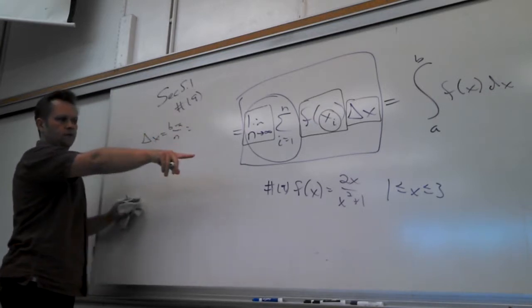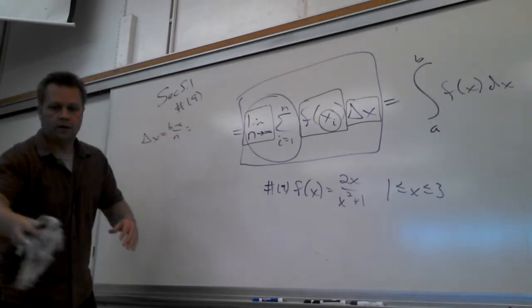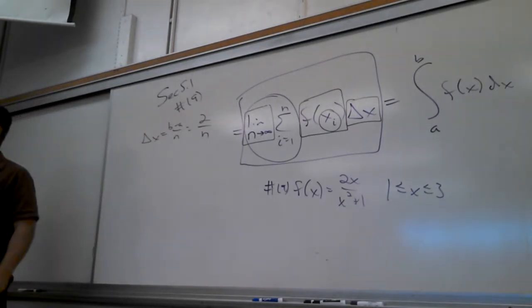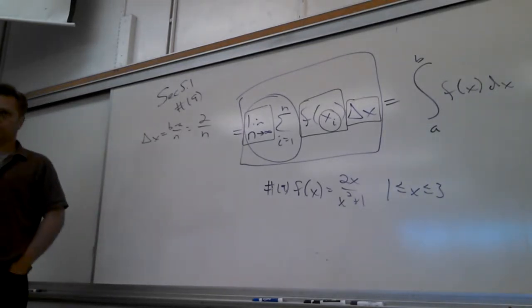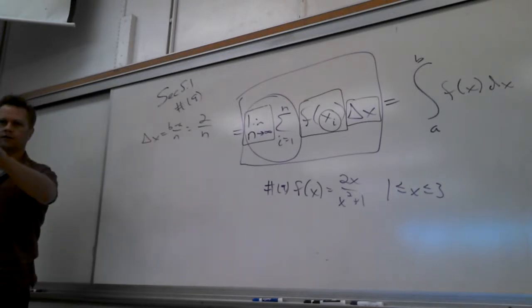So what's that for this specific problem? 3 minus 1 over there? Yeah, 3 minus 1, so 2 over n, right? How are we doing there? Cool. So if you took 8 rectangles, they would have to each be 1/4 wide, so they would fit from 1 to 3. Let that sink in.